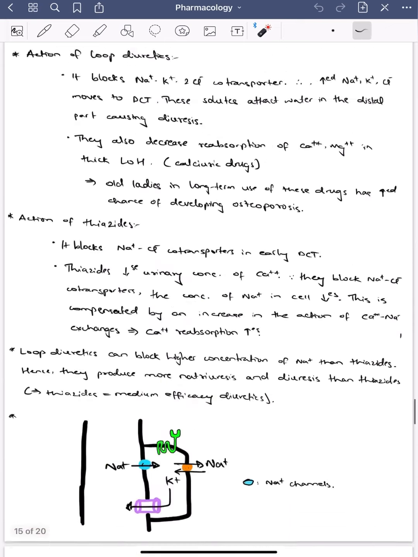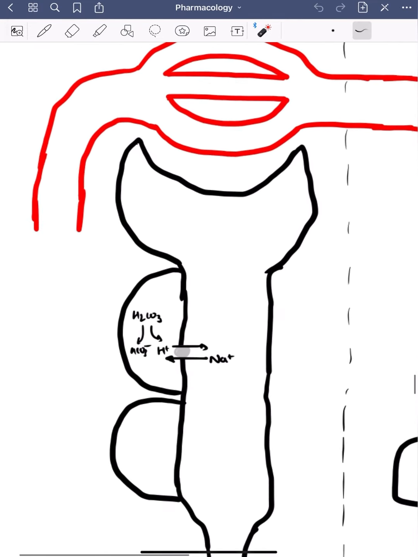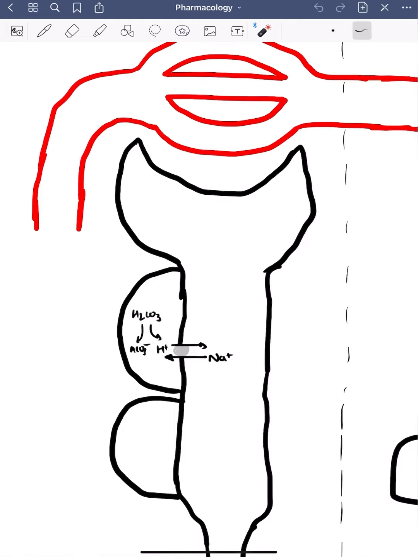Now how this works is basically within the proximal convoluted tubule, a part of the sodium is reabsorbed via the sodium proton antiport system. Now we have H2CO3, which is acted upon by carbonic anhydrase enzyme and converts it into H plus and bicarbonate. Now the proton is secreted into the tubular fluid, whilst for every proton that is secreted into the tubular fluid, one sodium is reabsorbed.